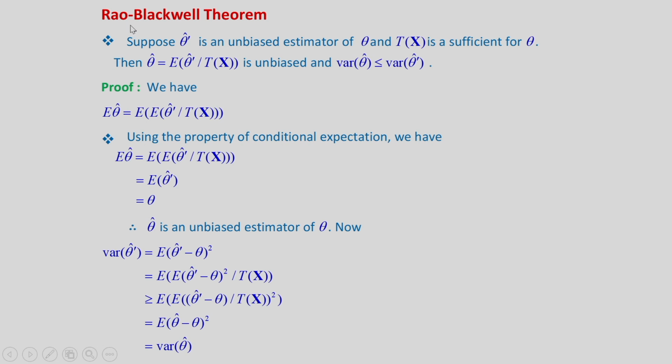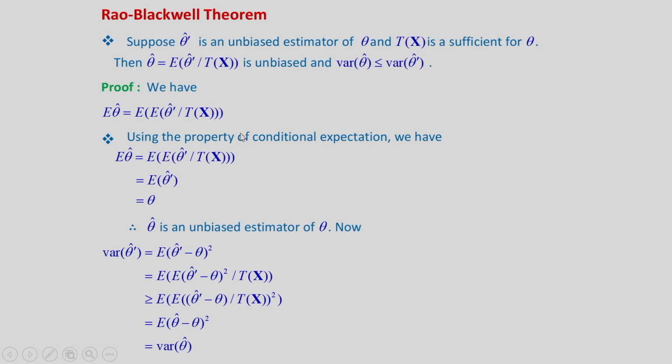So, this is the Rao-Blackwell theorem: corresponding to any unbiased estimator theta hat dash, we have another unbiased estimator with lower or equal variance. We will prove this. E of theta hat will be E of theta hat dash given Tx, because theta hat is equal to this.